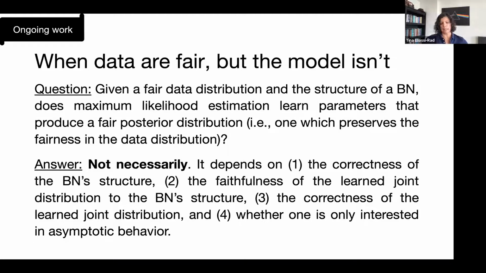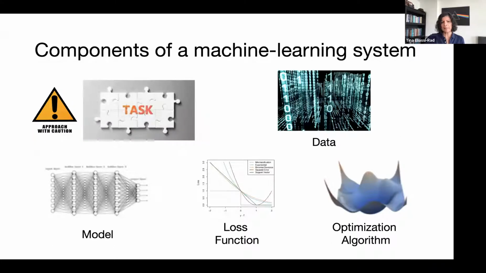We were looking at, and we are looking at, Bayesian networks because FEO can be represented as these independences. So, for example, you could say, well, I need the Bayesian network structure to be correct. I need the learned distribution to be faithful to the Bayesian network structure. I need to have learned the correct joint distribution. And it also depends on whether you care about asymptotic behavior as opposed to individual assignments.